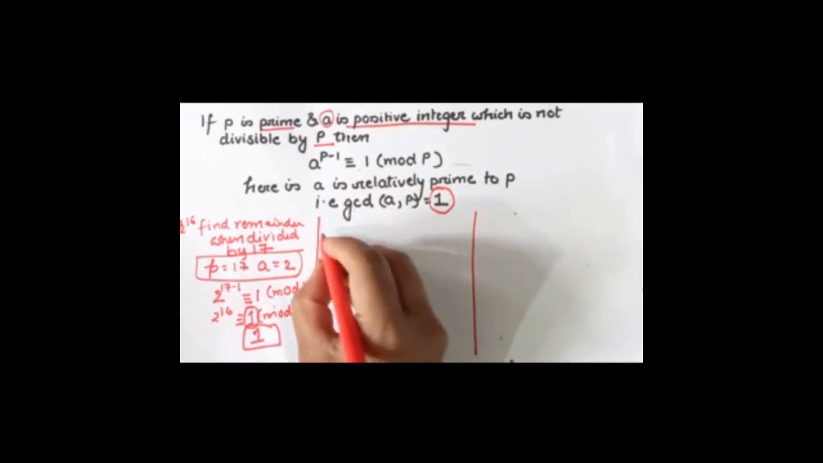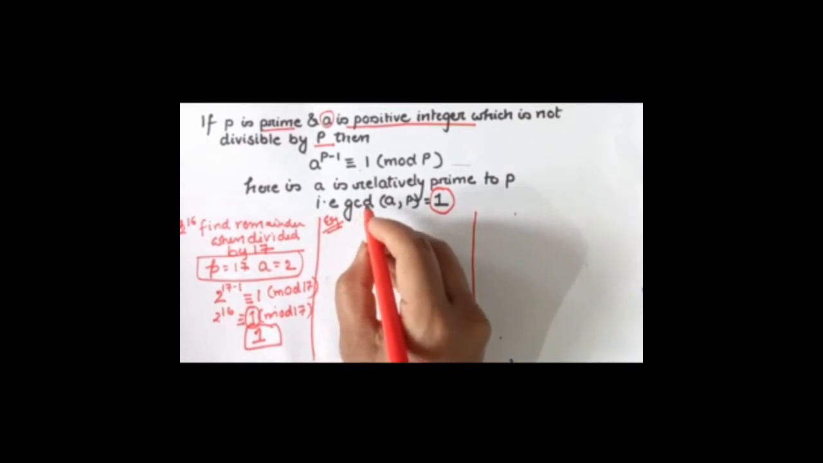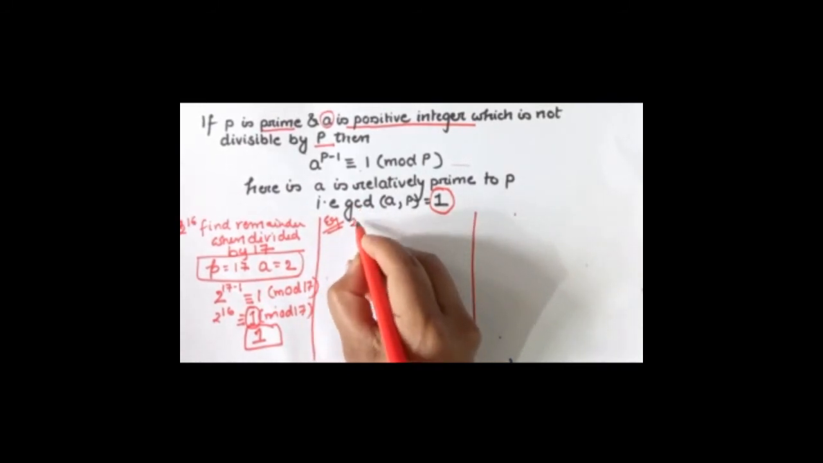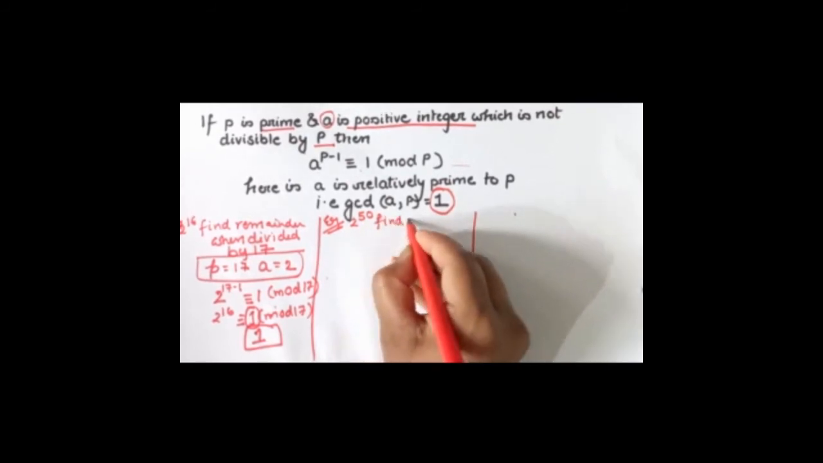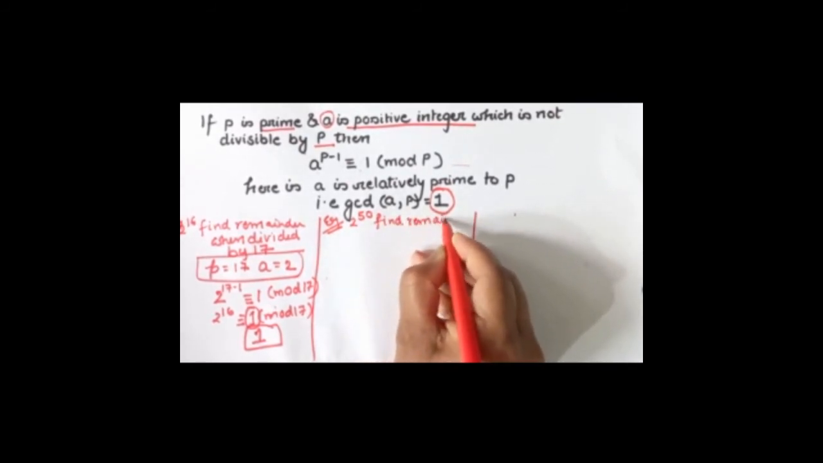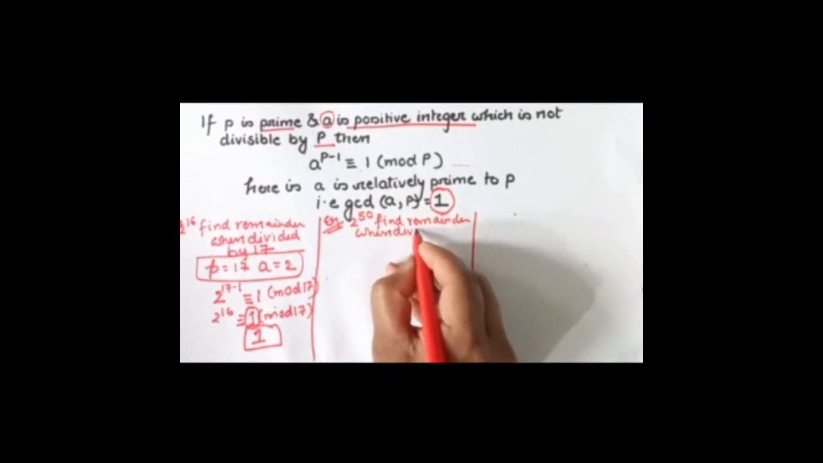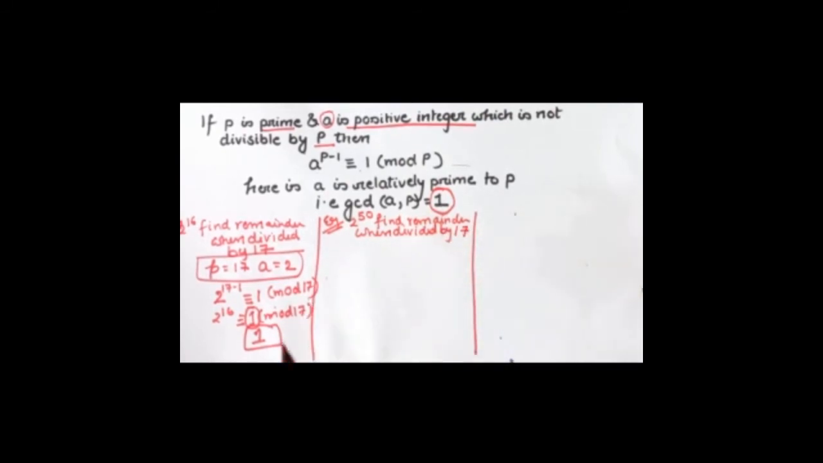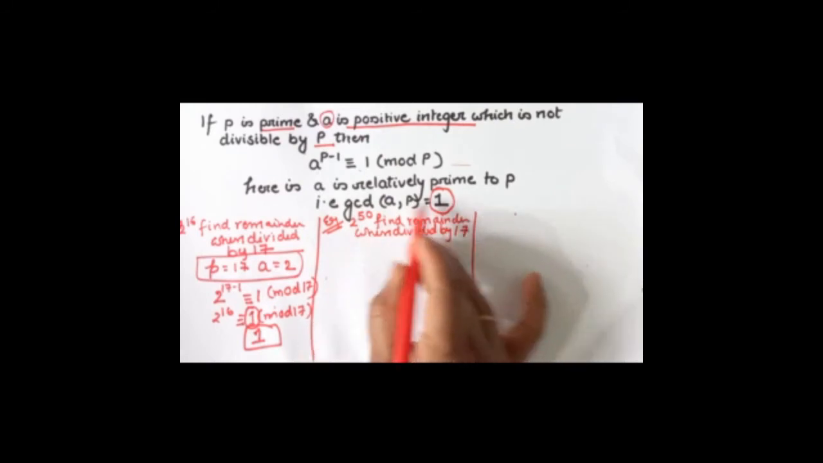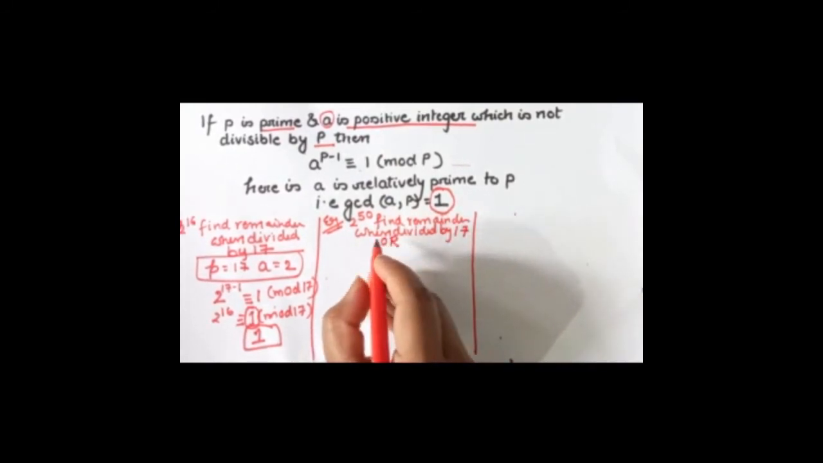Okay, so the next example that I'm going to take is 2 to the power 50. Find the remainder when divided by 17. Not always is the question asked in this form. Sometimes the question is asked in another form also.